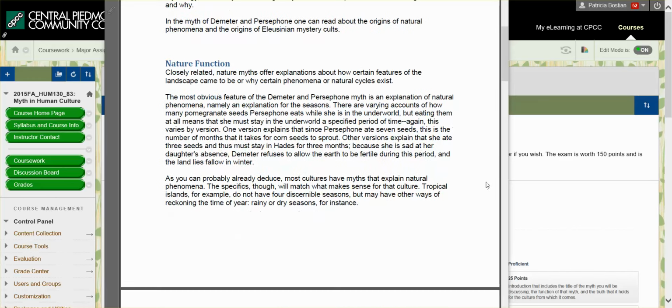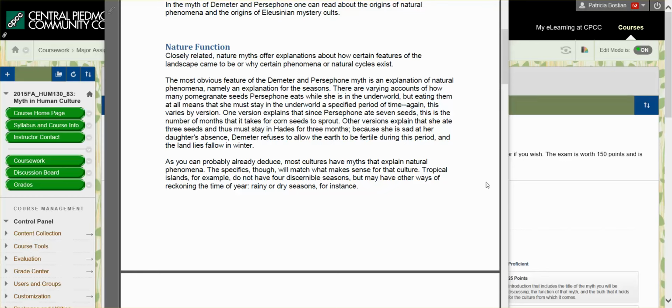When we look at the nature function, this is a little more specific. This is the type of function that explains the origins of certain features of the landscape, like mountains or rivers, caves, or how certain phenomena came to be. For example, rain, lightning, stars, anything that has to do with nature.